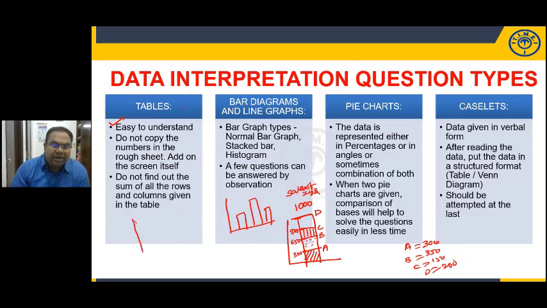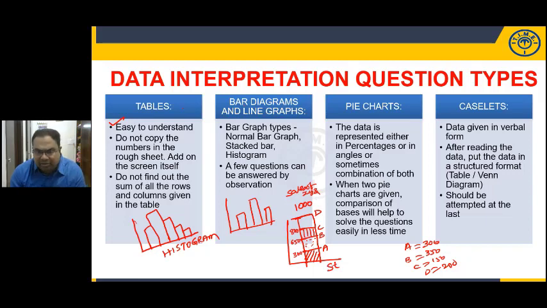Then your histogram. What is histogram? You might have done your frequency distribution in your school days. Your bar graph will look something like this, similar to this. This is called histogram. This is a normal bar graph. And what is this called? One above the other, stacked bar. These are different types of bar graphs.